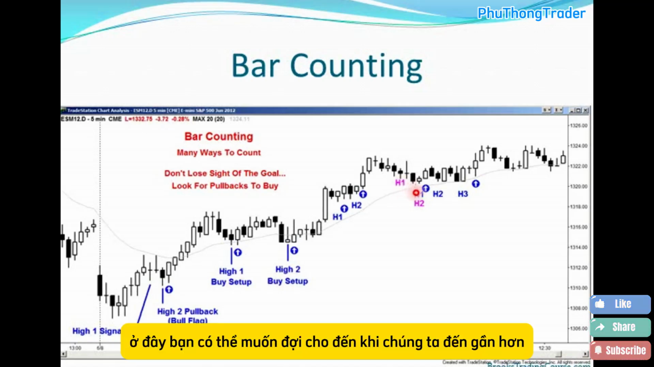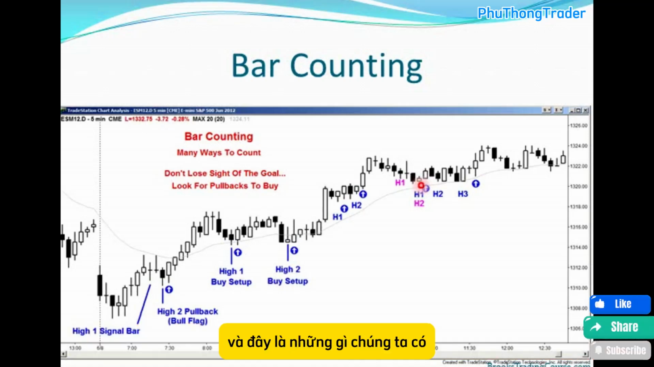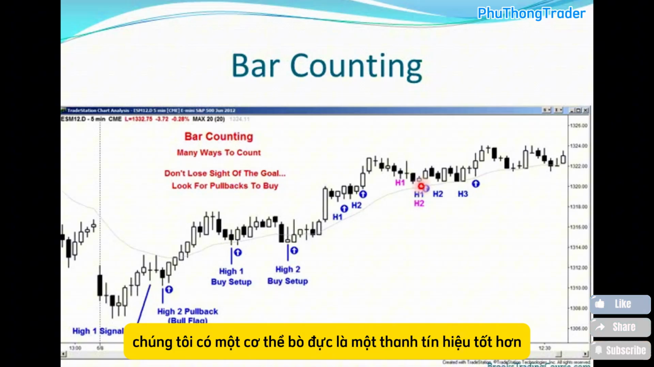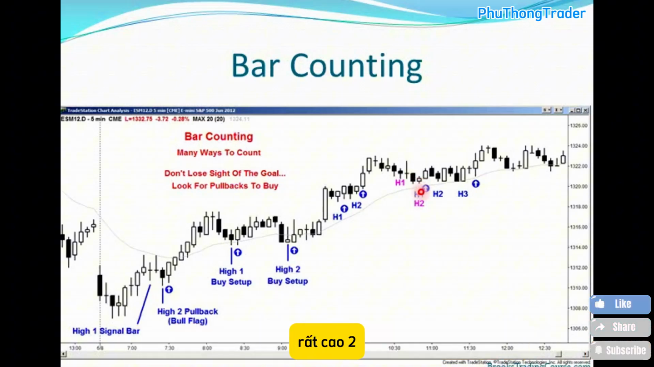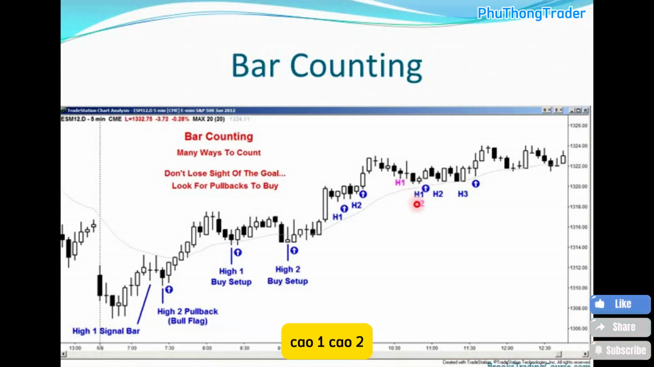Here you might want to wait until we get closer to the moving average, and to see if we get a better signal bar. And here, that's what we have. We have a bull body, which is a better signal bar, so a high 2. You can count it using the pink numbers, high 1, high 2.